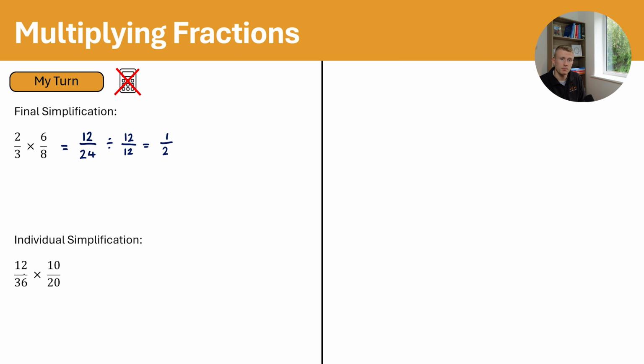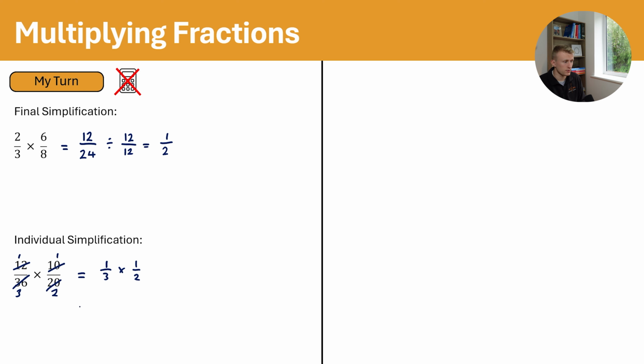Our next example is individual simplification. In other words, we want to simplify our fractions first before we multiply them. So I can simplify 12 over 36 by dividing through by 12 on the numerator and on the denominator. And then I can simplify 10 over 20 by dividing through by 10 on the numerator and 10 on the denominator. I then get these two new fractions, which I'm going to rewrite so it's a little bit clearer. It's 1 over 3 multiplied by 1 over 2.